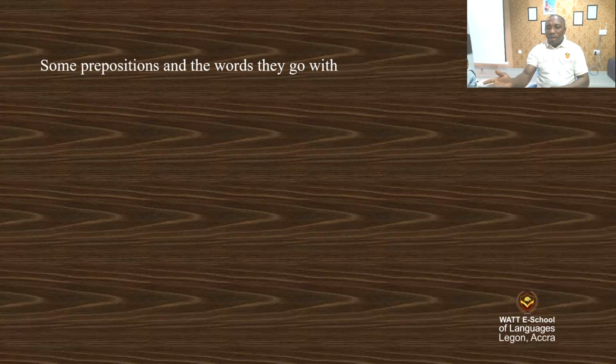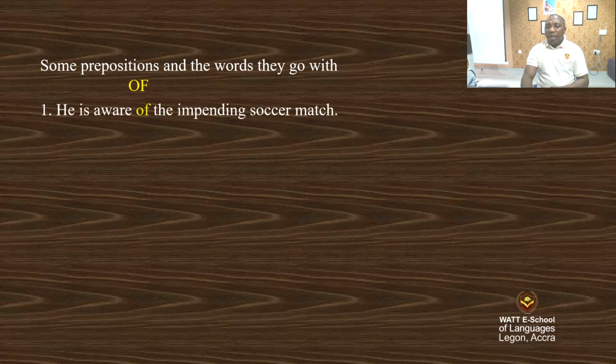Now let's quickly have a look at some prepositions and the words they go with. Some prepositions go with some words. Let's have a look at them. Of. Of goes with this one. He's aware of the impending soccer match. Aware of. Aware goes with of. That's what we are trying to say here.